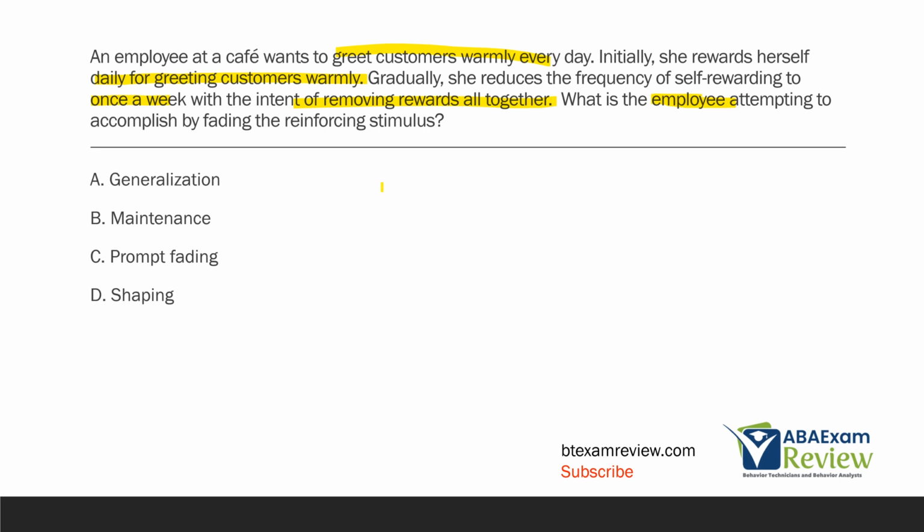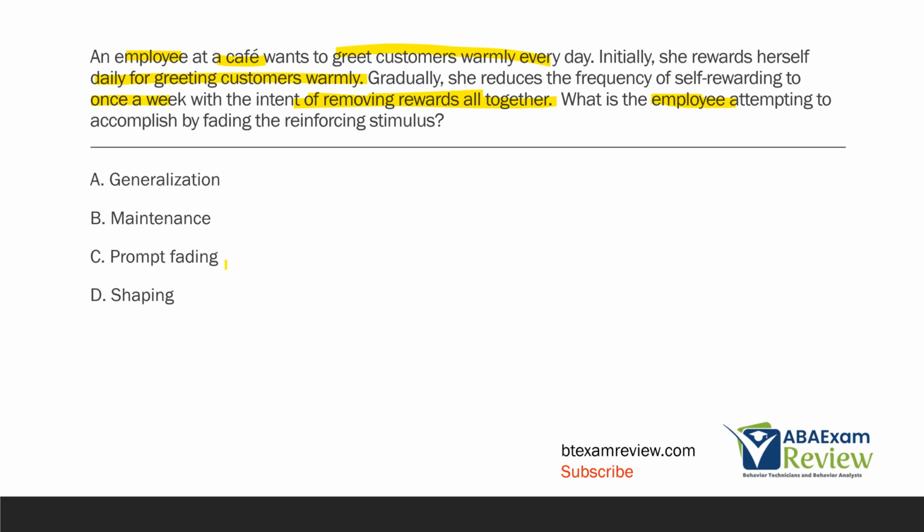Now, if you look at A, generalization, we're not pointing towards any generalization here, right? We know she's one employee at one cafe greeting customers. It doesn't say anything about going to a different cafe, greeting them in a different way. She just wants to greet them the same way every day at this cafe. Generalization doesn't necessarily seem to be what she's working towards. What she's trying to do is maintenance. She wants her behavior to continue without having to get all these rewards. And that's really our goal. We want to teach skills that will maintain.